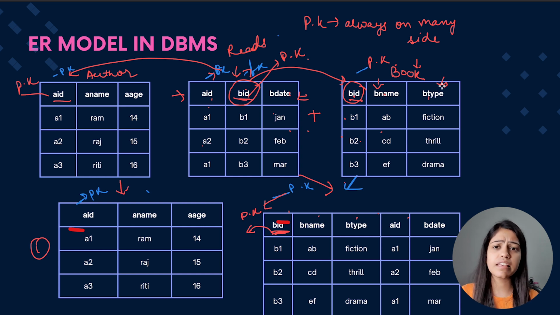Now the second thing is, can we reduce the table? Yes, we can reduce the table, because again in the relationship table, the primary key is something which is common in the relationship table as well as the entity table on the other side. So we can combine those tables. So from 3 tables we can reduce to 2 tables. So this was all about one-to-many relationship.